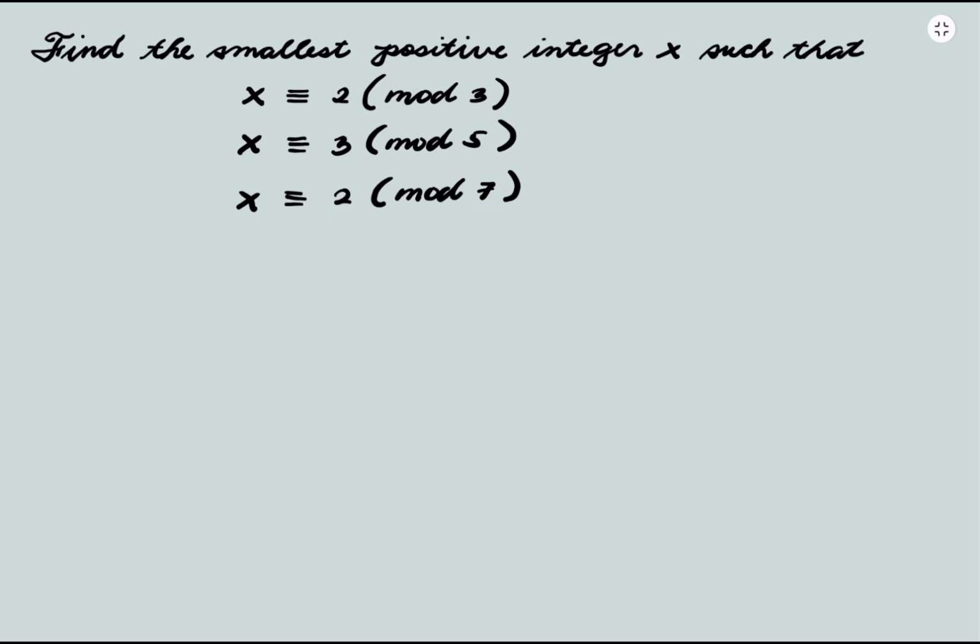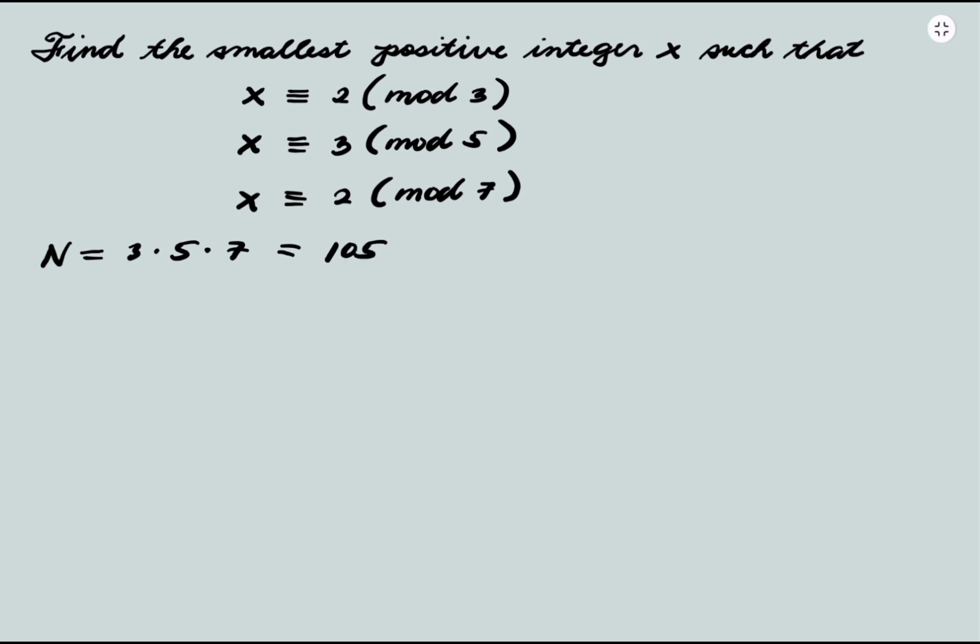So to do that, we need to compute the product of the moduli. So we have modulo 3, modulo 5, and modulo 7. Let us denote n as the product of the moduli. We have 3 times 5 times 7, and that would be equal to 105.